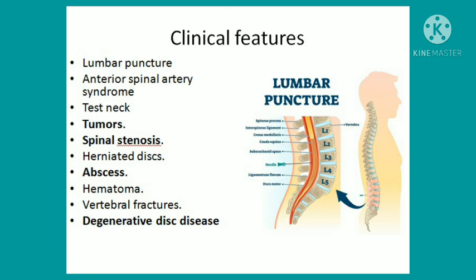Herniated disc, a condition which refers to a problem with a rubbery disc between vertebrae. This condition occurs when the soft center of the spinal disc pushes through a crack. The abscess, the pus collection in the spinal cord. The hematoma, it is an accumulation of blood in the loose areolar tissue between the vertebrae.